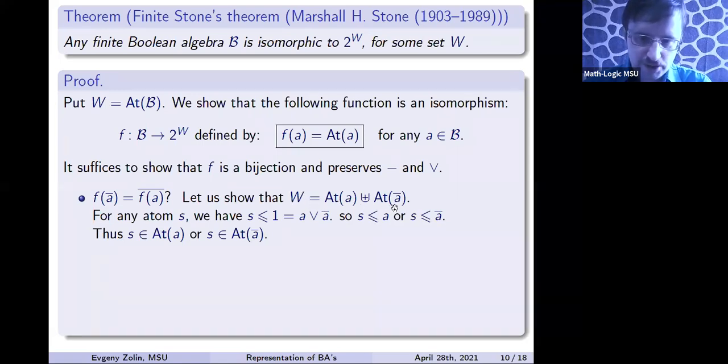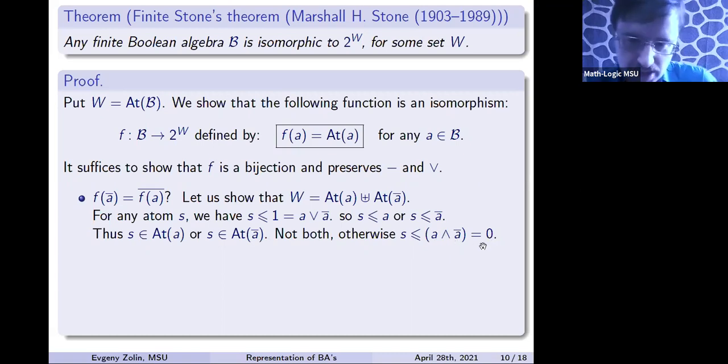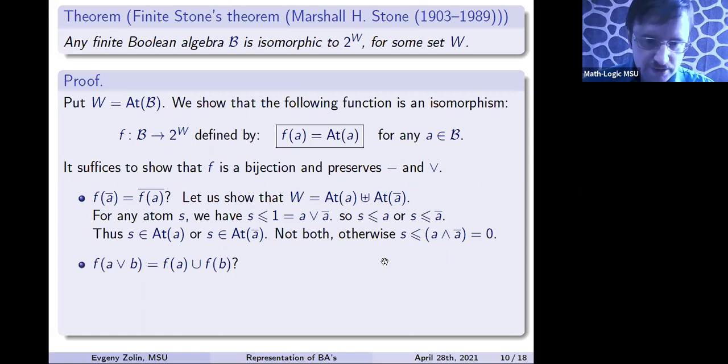Why is it the disjoint union? Because, of course, the atom cannot belong to both of them. Because if it belongs to both of them, then S is less than A and not A, which is 0. But we know that atoms are not equal to 0. So this is indeed a disjoint union of two sets. For the union, the proof is even simpler. Why does this disjunction correspond to the union of sets of atoms?